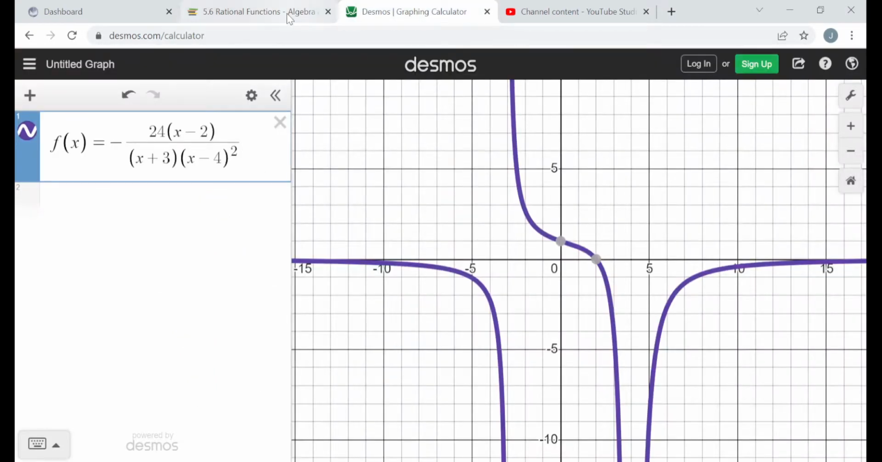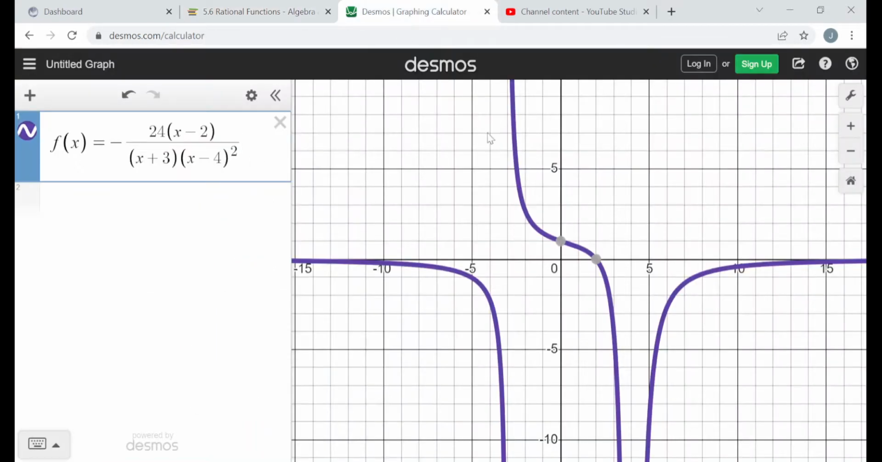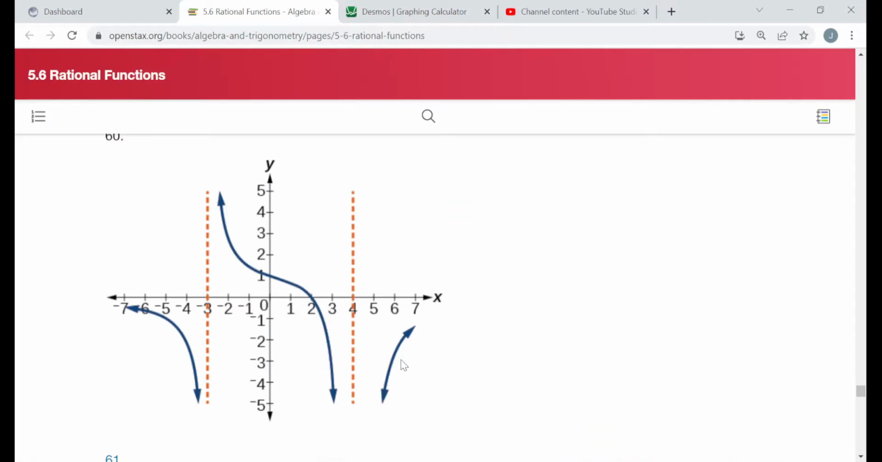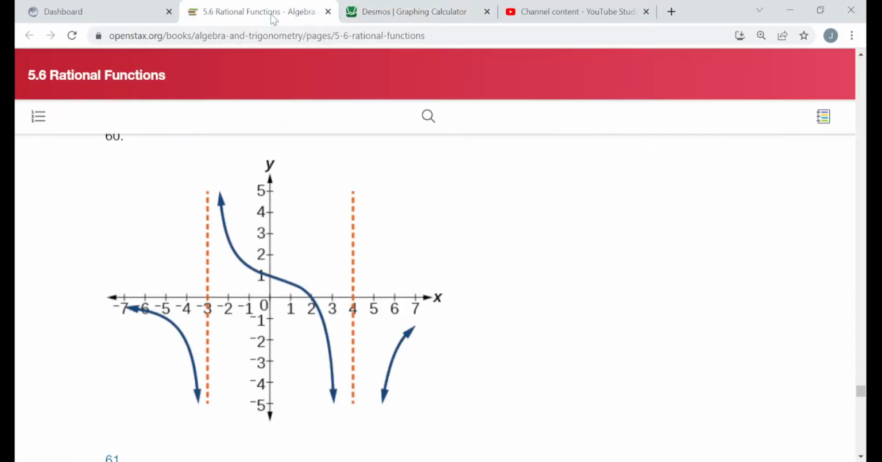Looks pretty good. See, it's going to negative infinity to the left of negative 3, positive infinity to the right of negative 3. That's happening here. The graph's going down forever to negative infinity on both sides of x equals 4. That's happening here. It's got (2, 0), (0, 1). It's crossing over the x-axis at (2, 0), looking exactly like this. So again, looks like I did a pretty decent job finding a function to fit this graph.